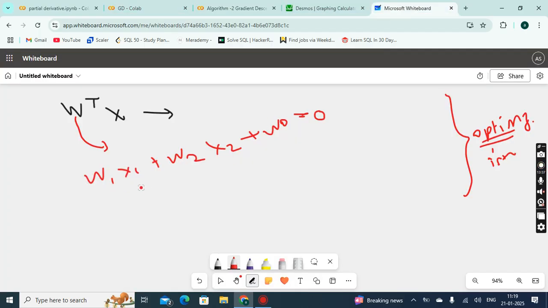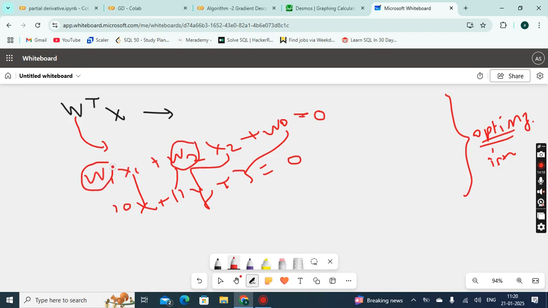So when you see this kind of line, this is a simple line equation, right? Now we know W is the weight and X is the parameter. I will say X is the feature and W is the parameters, right? So when you write a line like 10x plus 11y plus 3 equals 0, here x is this, y is this, and 3 is this. So W2 is your 11, W1 is your 10.